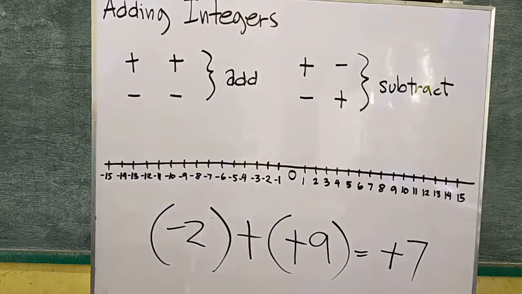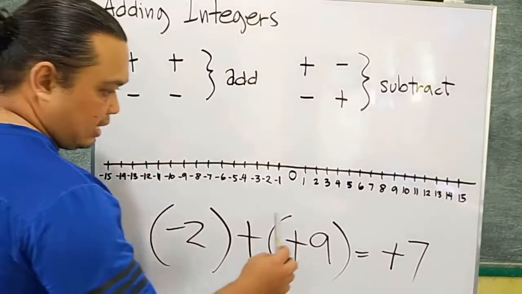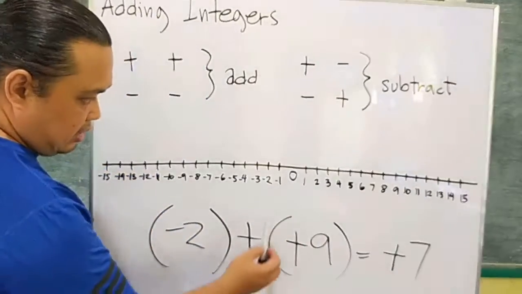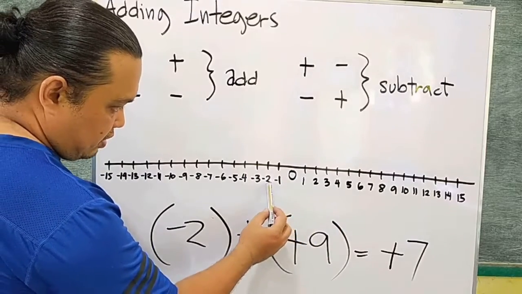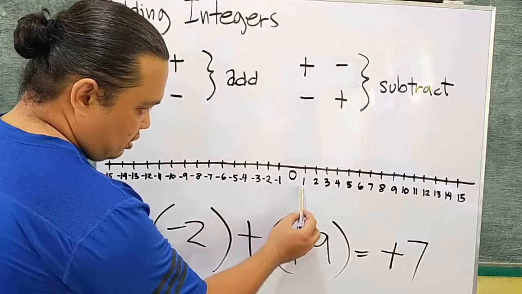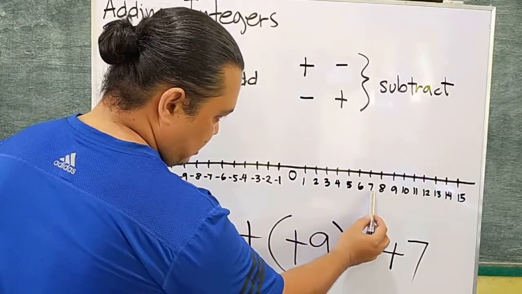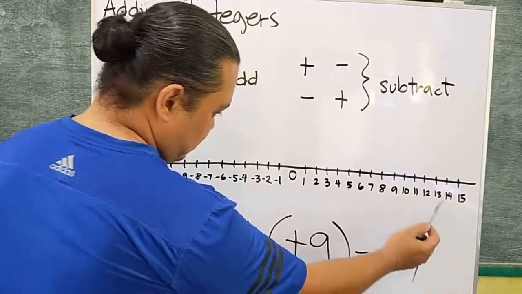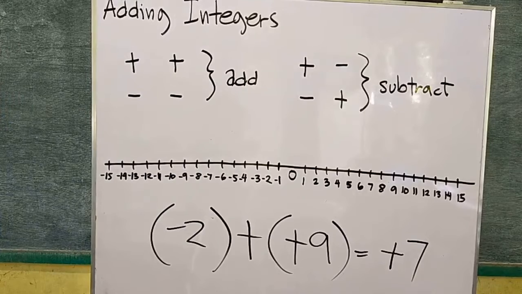Okay, let's answer that with our number line. From negative 2, let's move 9 steps to the right because it's positive. Let's count: 1, 2, 3, 4, 5, 6, 7, 8, 9. And we have positive 7. That's how we add integers.